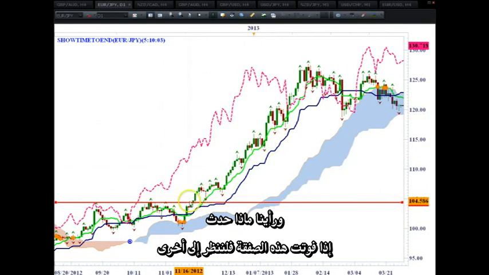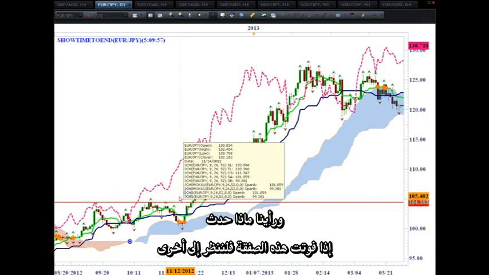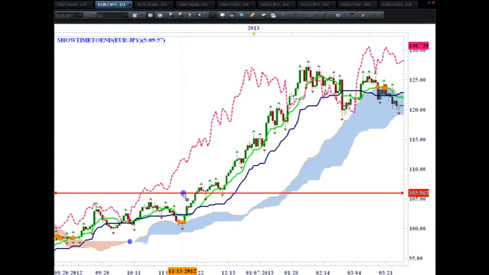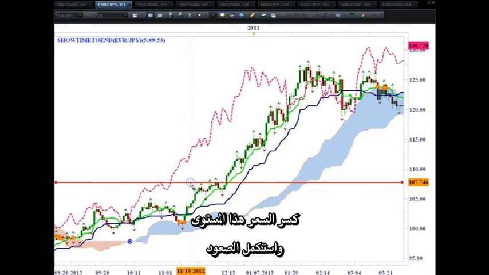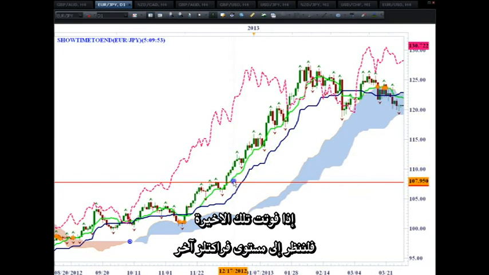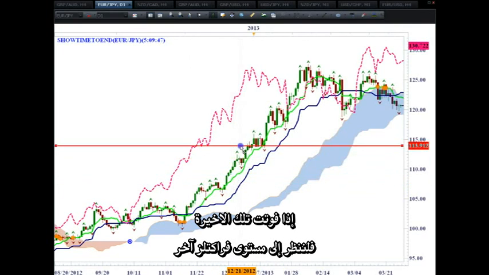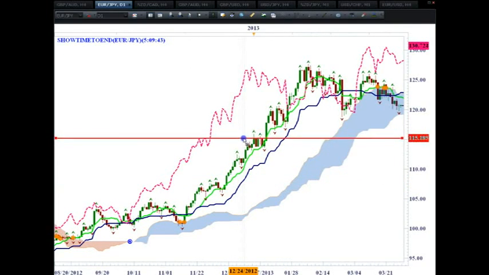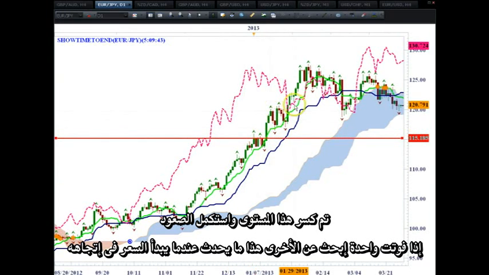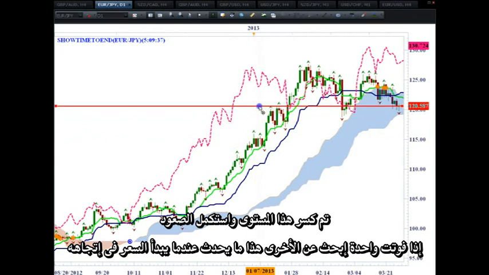So you miss this one, then we look for another fractal level. There it is. Price breaks that level. There you go. You missed that one, you look for another fractal level. Breaks that level, and there it goes. You missed that one, you look for another one. This is what it does while the market's trending.